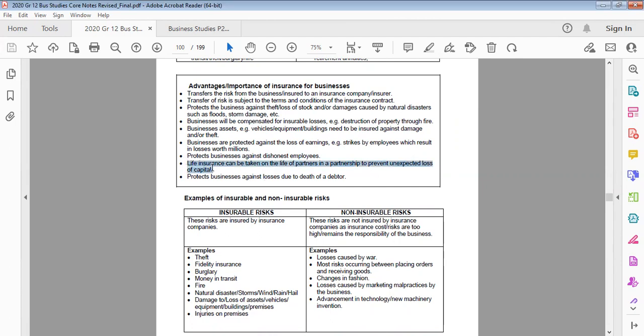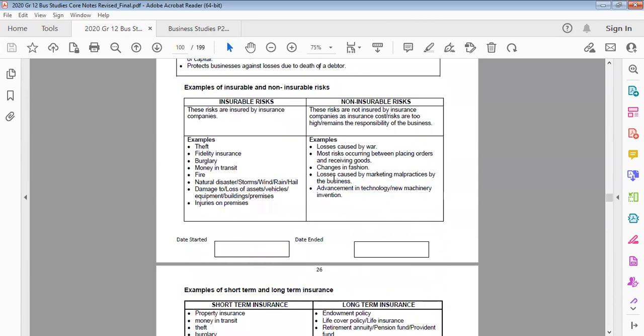Okay, we do this. I think a lot of our parents have that in place, and if you don't, then you maybe have funeral policies and things like that in place. But all of them serve the same purpose. Okay, it protects businesses against losses due to death of the debtor. Oh, good. Okay, insurable risks and non-insurable risks.